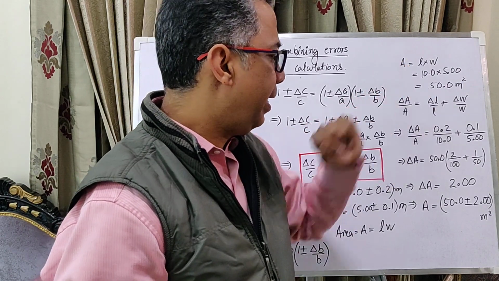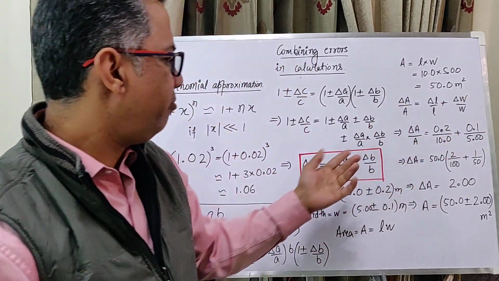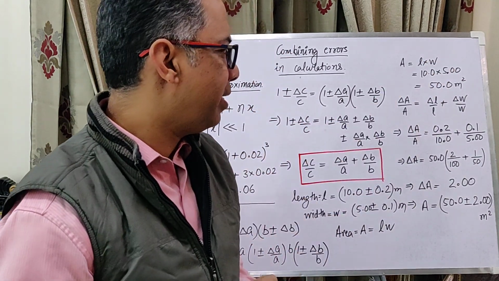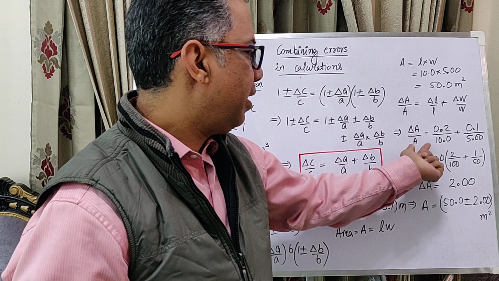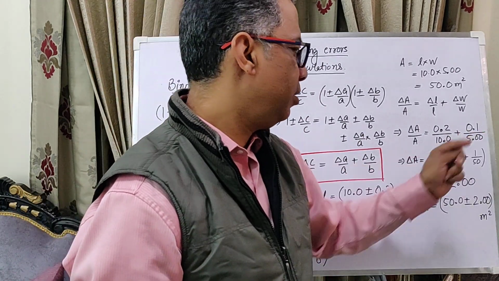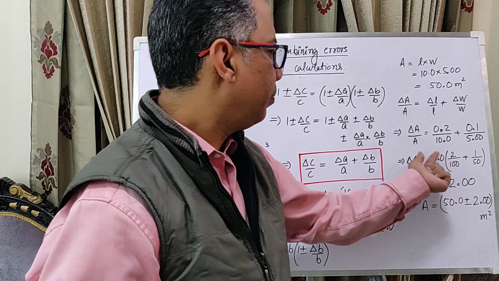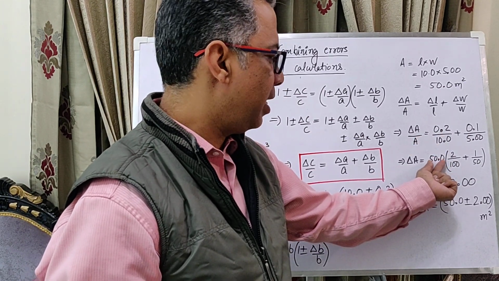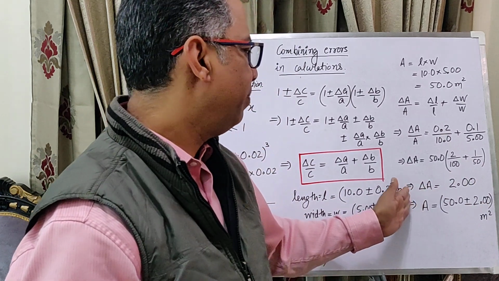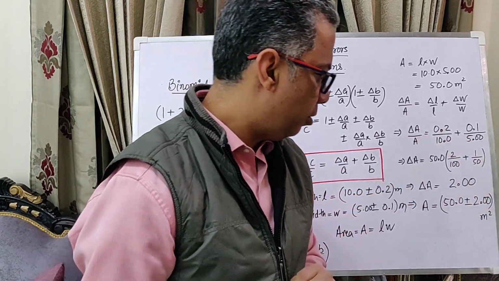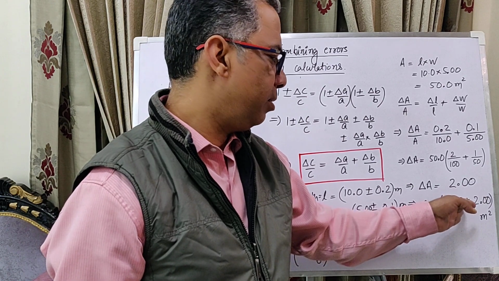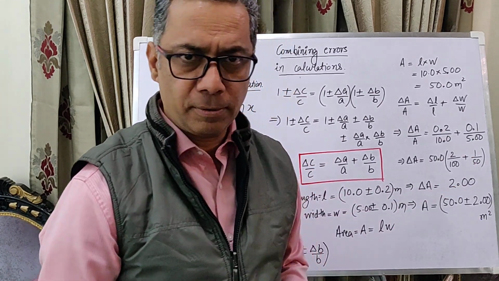The error in the area A will be given by this equation. We just applied this result here. Delta A by A equals delta L by L plus delta W by W. And so we have delta A by A equals 0.2 by 10.0 plus 0.1 divided by 5.00. So delta A then equals, we take A onto the other side, 50.0, that's A times 2 by 100, 1 by 50, and therefore delta A comes out to be 2.00. Therefore, finally, when we report A, we say A is 50.0 plus minus 2.00.